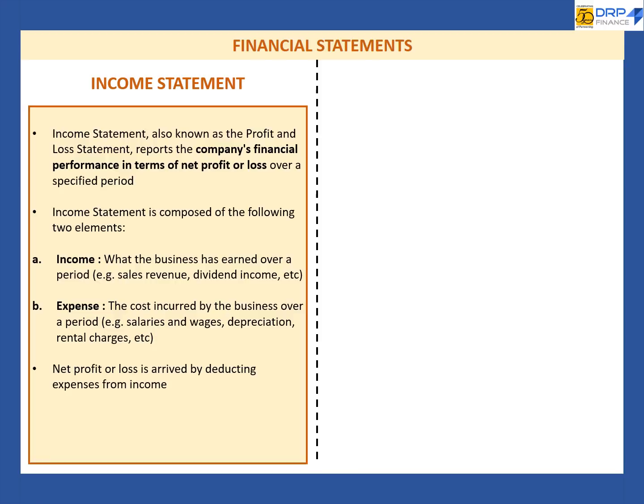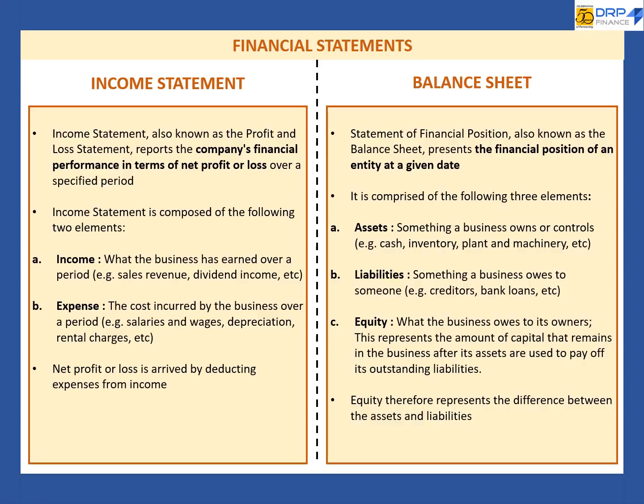Next we have the balance sheet. The statement of financial position, also known as the balance sheet, represents the financial position of an entity at a given date. It is comprised of the following three elements: assets, something a business owns or controls, that is cash, inventory, plant and machinery, etc. Liabilities, something a business owes to someone like a creditor, bank loan, etc. Equity, what the business owes to its owner.